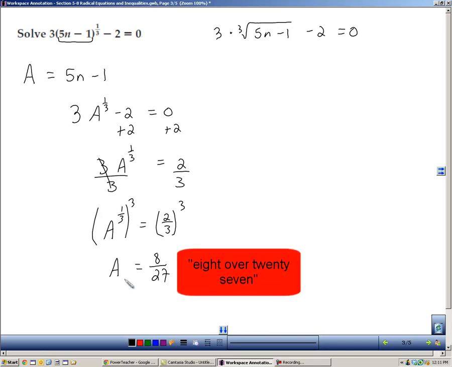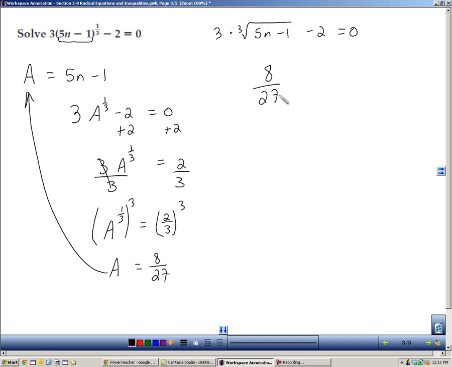So now I know that capital A is 27, so I'm going to take that and plug it back in here. So a over 27 equals 5n minus 1, and now I can solve for the n, which is the letter that I originally wanted to solve for. I'm going to add 1, which means I'm going to add 27 over 27, because that's the same as adding 1. So over here it goes away. On this side I'm going to get 35 over 27.